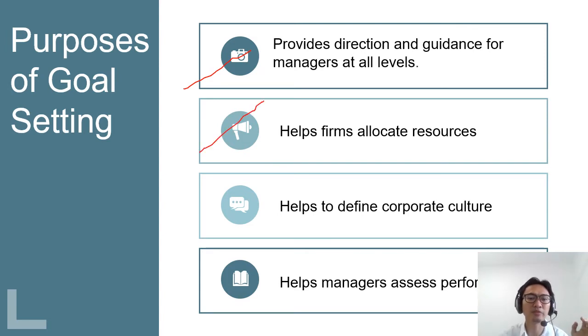Number 2, they help firms to allocate resources accordingly. Number 3, they help to define the corporate culture, how things are done in the organization. And number 4, they help managers and also the employees to assess performance, whether it's the performance of the employees, of the department, or of managers, and also we can assess the performance of the organization. So having a goal is very important.